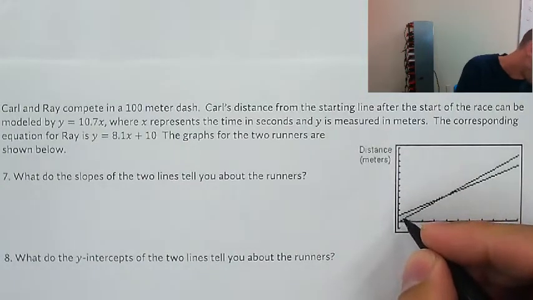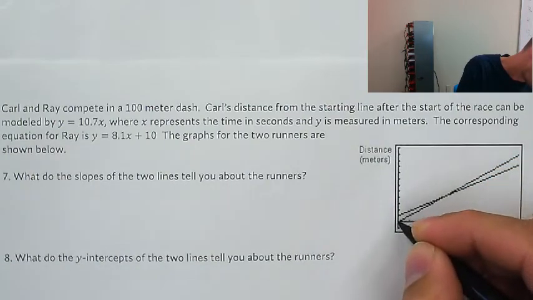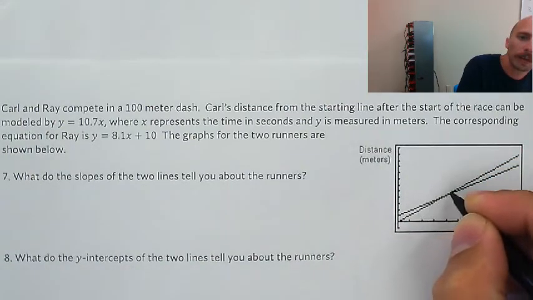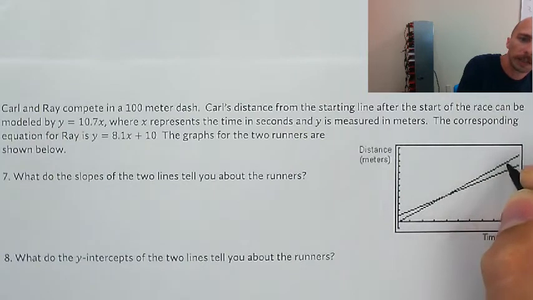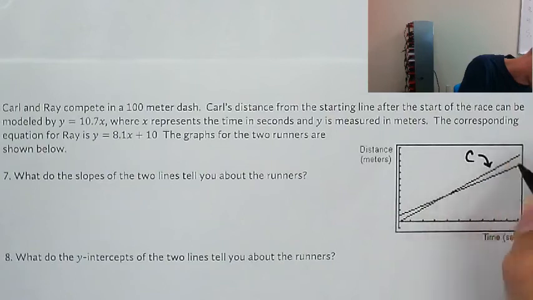But I'm just going to point out, okay, y = 10.7x, that's Carl. It's going to be this one because it goes through the origin, right? And then Carl ends up passing him by and ends up finishing the race ahead. All right, so I'm just going to call that one Carl and this one Ray.